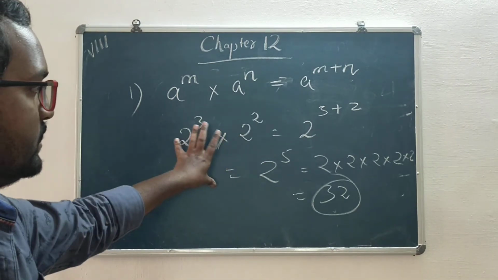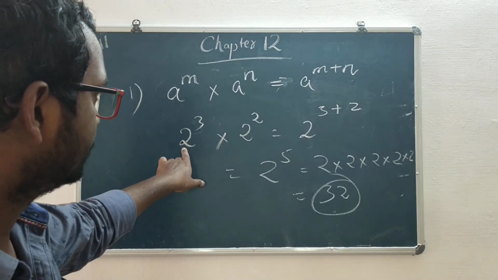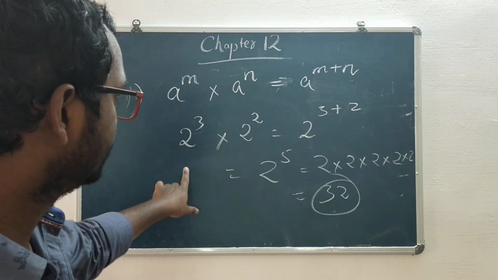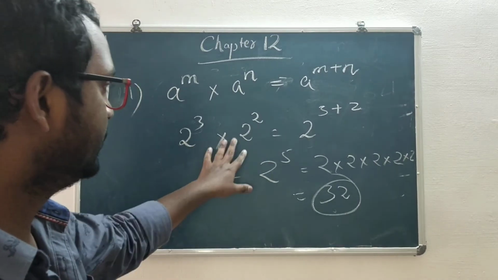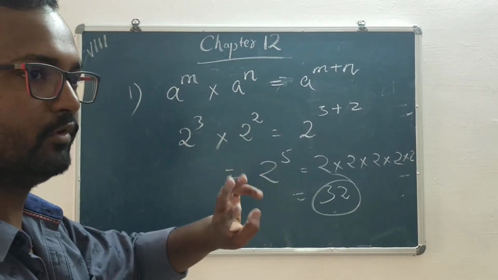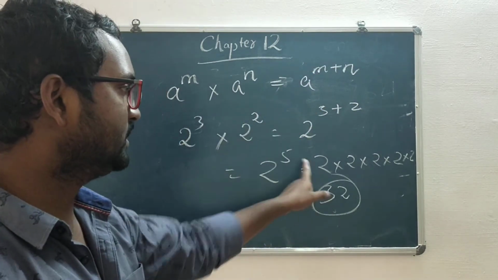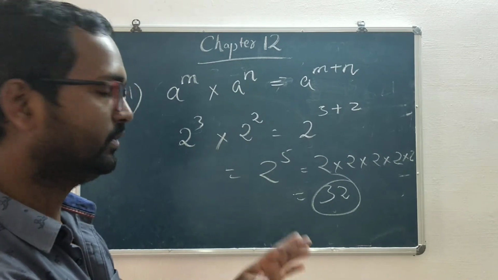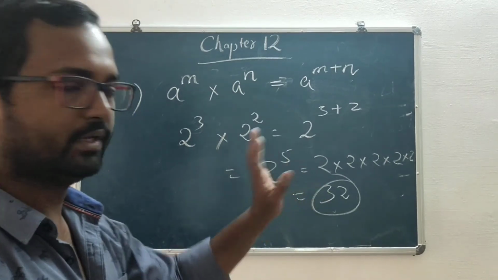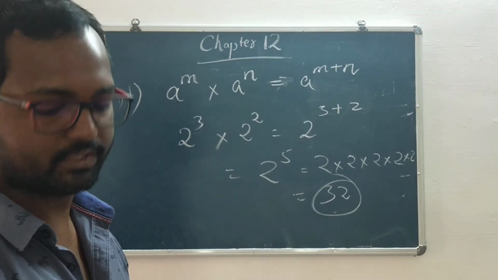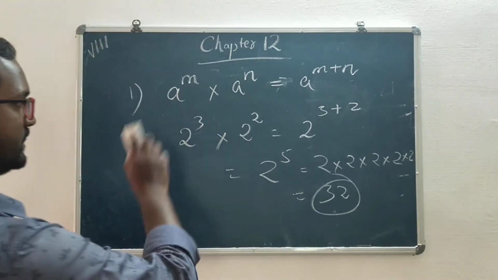Instead of here, you have to do one multiplication here, then one multiplication here, and then finally one more multiplication. So 3 multiplications you have to do when you go by the standard method. But when you use the formula, it's just one time multiplication. So this is one formula.